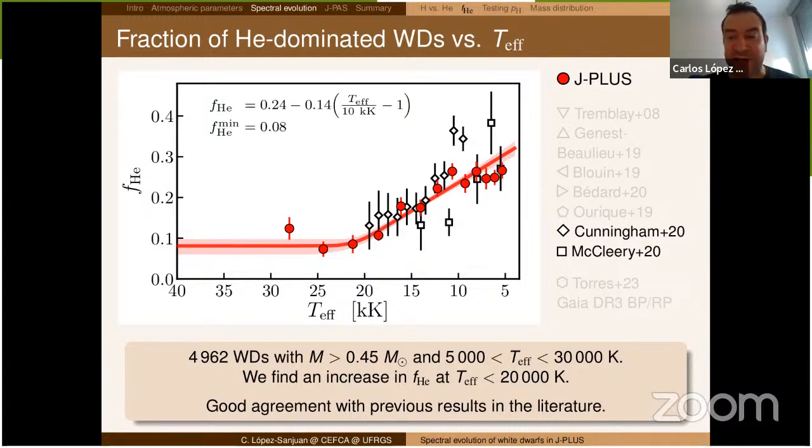One thing to say is that we published our work in 2022, but in the meanwhile, Gaia DR3 appeared, was released, and Gaia DR3 had low resolution spectra.